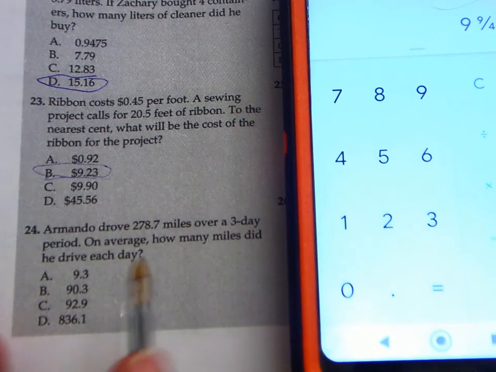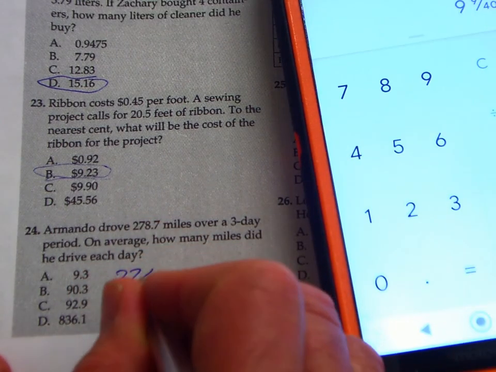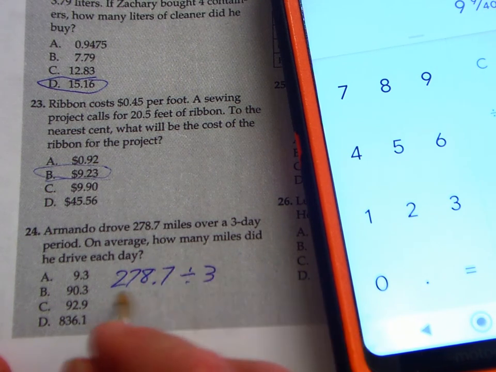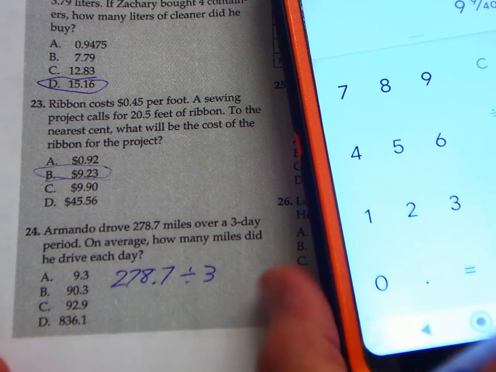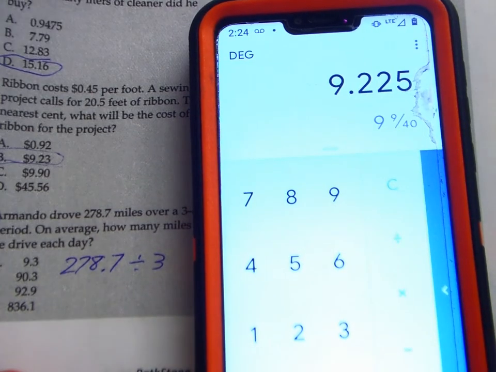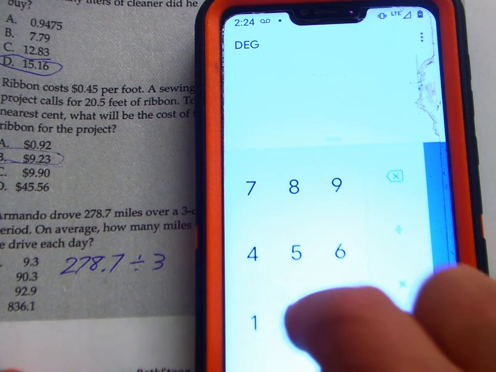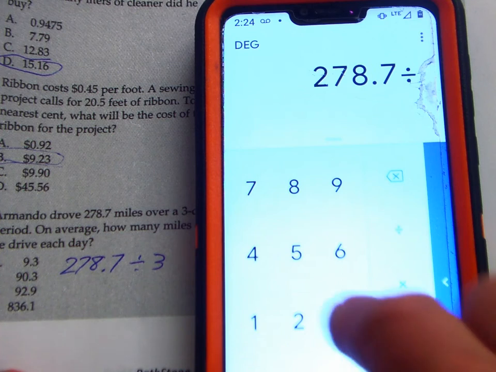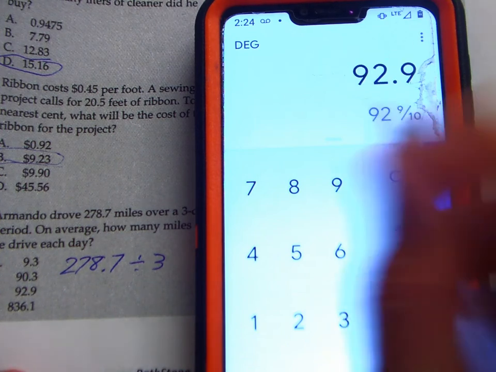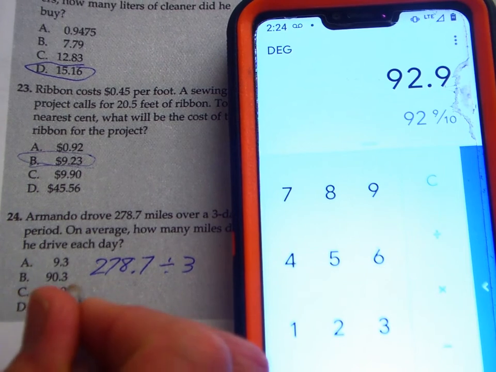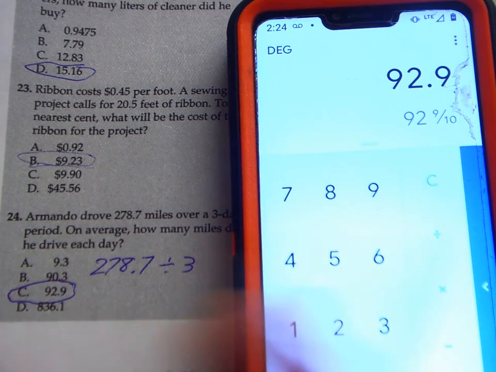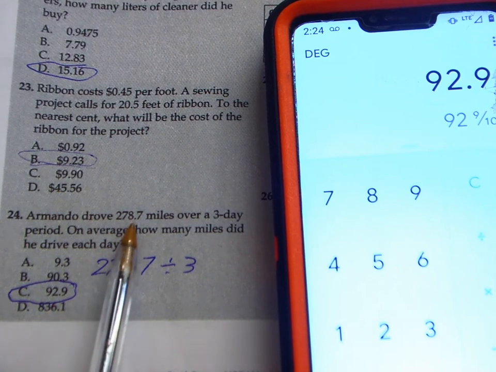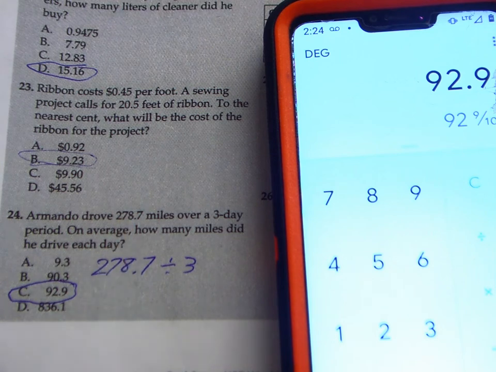You want to divide 278.7 by 3 into 3 equal parts, and that'll tell you how much he drove each day. Okay, clear it. 278.7 divided by 3 equals 92.9. There it is, 92.9 miles each day. And that makes sense. It's a little less than 100. In 3 days, they'll go a little less than 300. And there it is. That's a little less than 300.